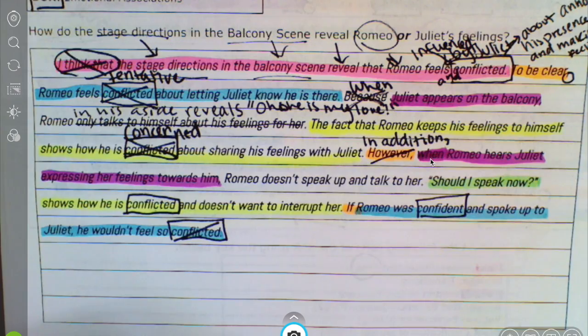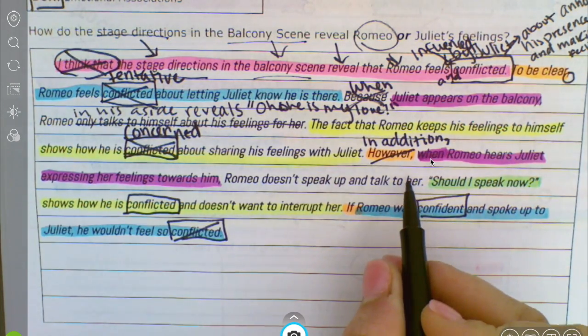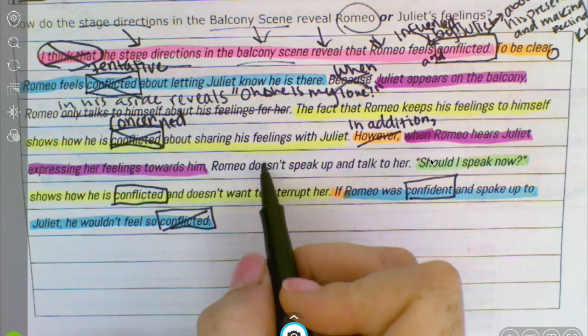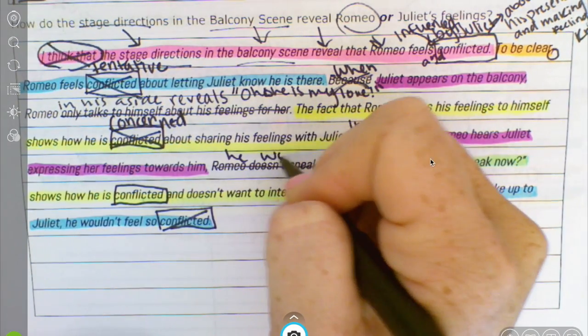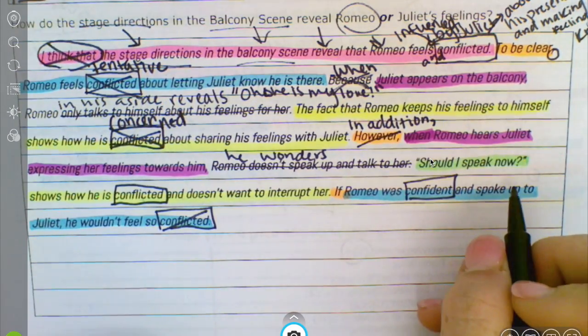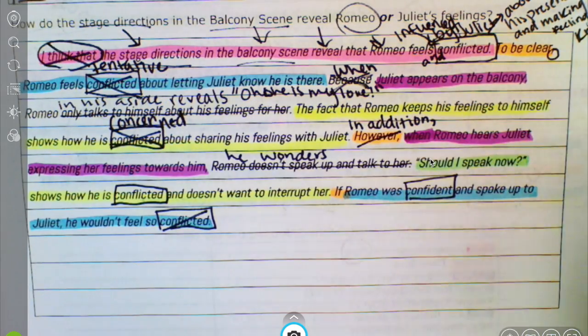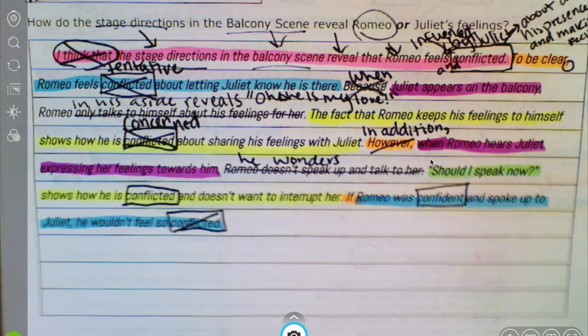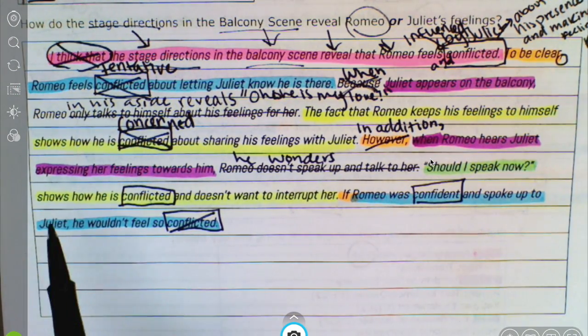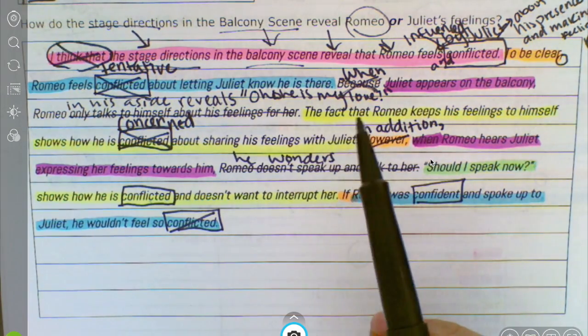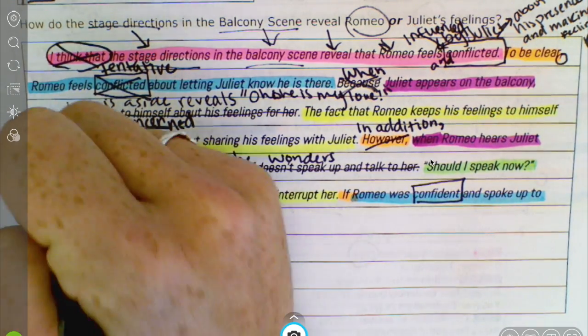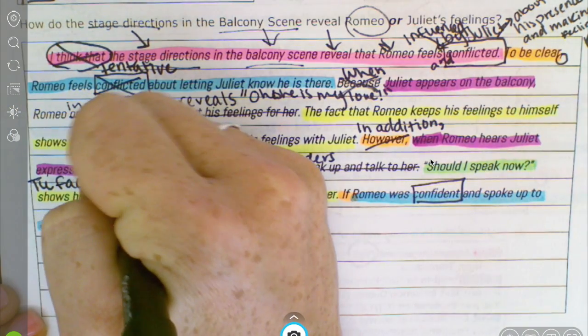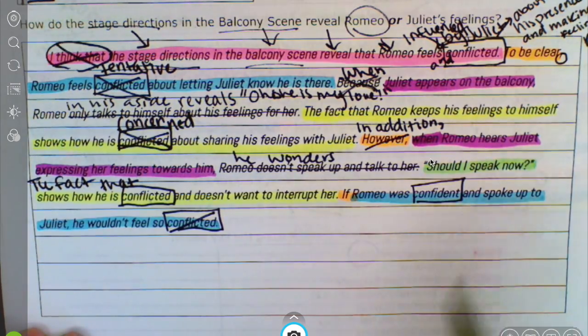So in addition, when Romeo hears Juliet expressing her feelings towards him, we already said he doesn't speak up, and because he's not actually talking and he's in his head, I'm just going to shorten this and say he wonders, should I speak now? And then that can be the end of that evidence sentence. But I cannot start my next sentence with shows how he is conflicted. That would be a dependent clause or a fragment, so that wouldn't work. So I need to restart that sentence, and I want to start it the same way I started my commentary sentence up here. So I'm going to add the fact that, all right?